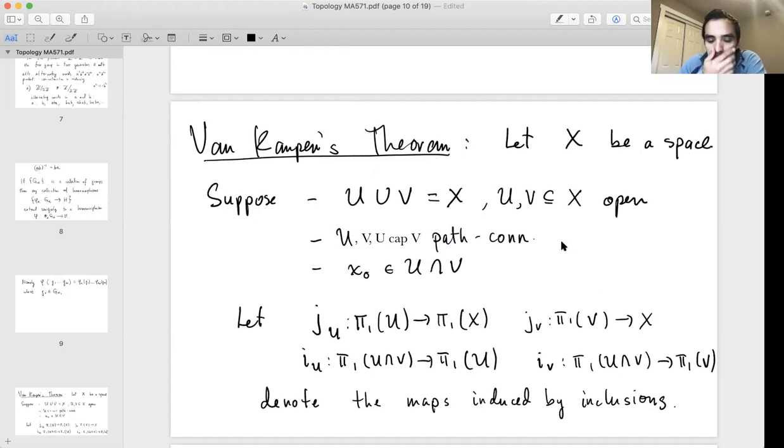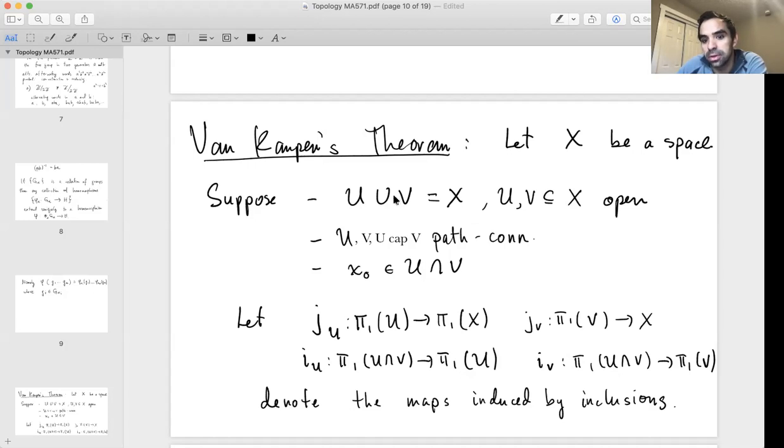Okay, so the statement of van Kampen's theorem. Oh, I'm not recording, sorry. Yeah, you are. Oh, I am. Okay, good. The statement of van Kampen's theorem is the following. Let X be any topological space, and suppose we have a covering of X by two open sets, U and V. So U and V are open sets in X, and they cover X, so the union is X.